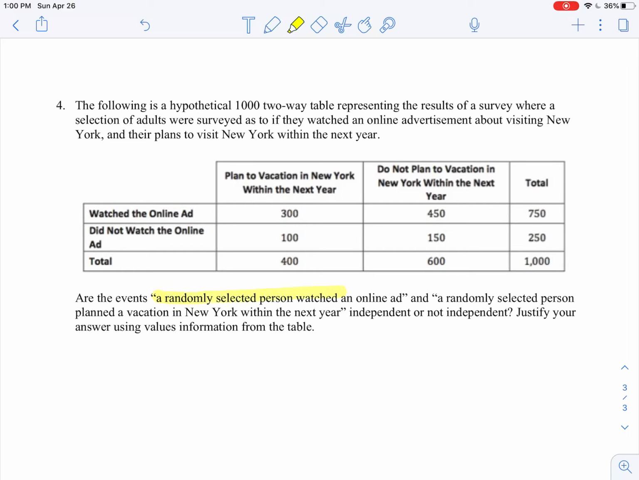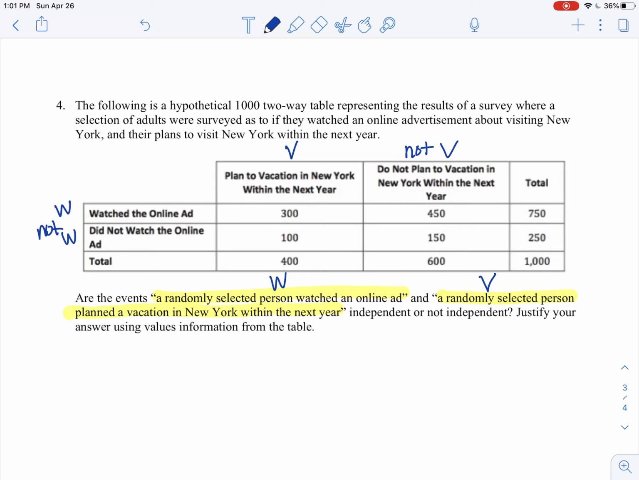Okay, are the events a person watched an online ad? So we'll refer to that as W, watched. The person watched and did not watch, and this person is vacationing, and this person is not vacationing. And it says that a person planned a vacation to New York, so we'll call that V. So we want to find out, are these events independent of each other? Did watching the online ad influence people to come visit New York or not?